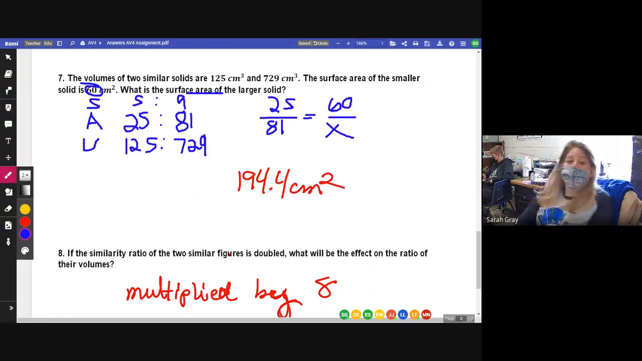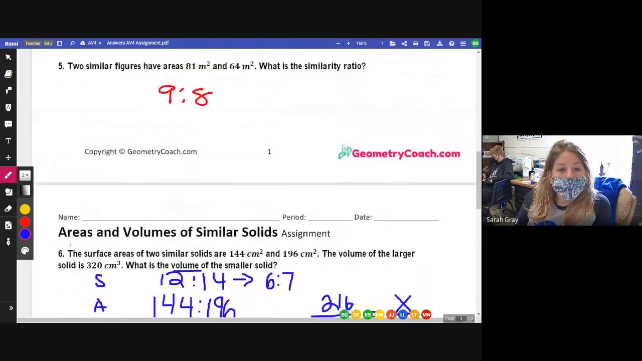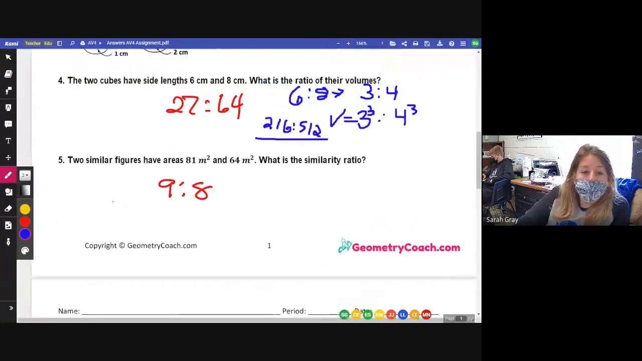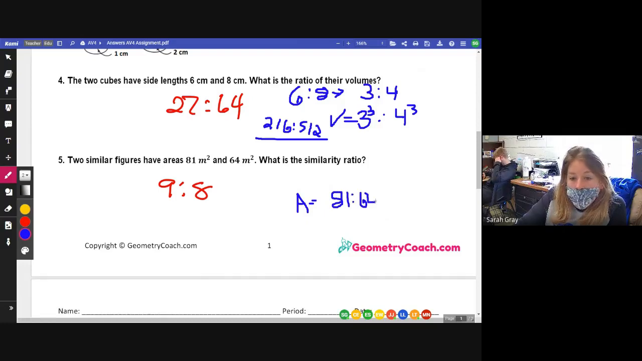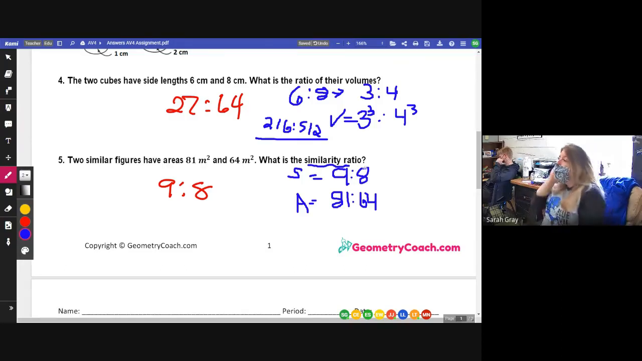Number 5, if two similar figures have areas of 81 and 64, what is the similarity ratio? So they gave us the ratio of their areas, 81 to 64. And when they say similarity ratio, they mean ratio of the sides, because that's the base ratio for our shapes. So I'm going to square root these numbers because we're going from area, which is squared, to sides, which are not. So that's how I got the 9 and the 8. Square root of 81, square root of 64.